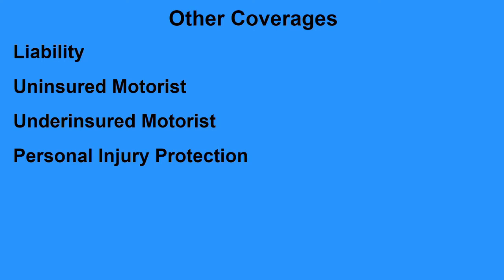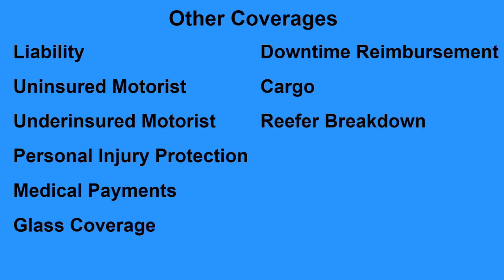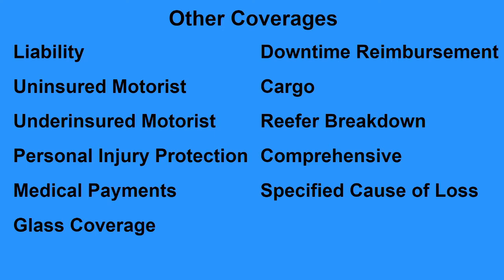There are a bunch of other types of coverages, some required by states, some by insurance companies, and some optional ones. Some examples of those are liability, underinsured motorist, personal injury protection, medical payments, glass coverage, downtime reimbursement, cargo coverage, reefer breakdowns, and the ones we're discussing here, comprehensive, specified cause of loss, and collision.